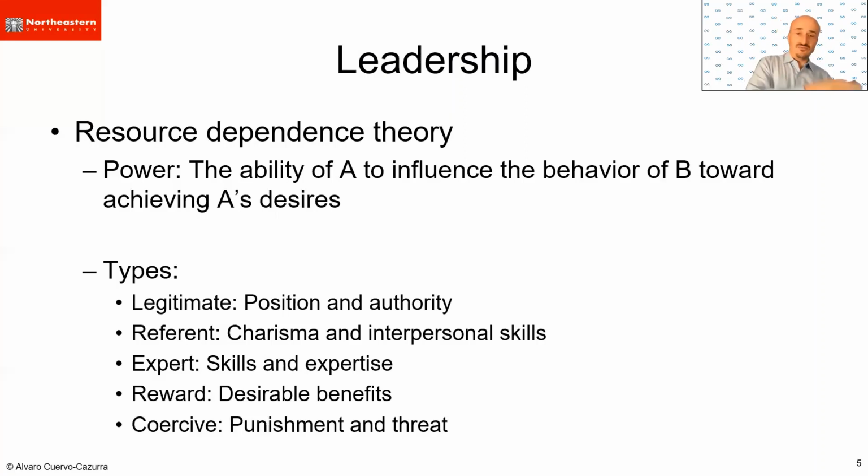And the flip side of this is the coercive power. You can exercise power, you can induce the behavior of another person because they are afraid that otherwise they are going to be punished, that there is some threat that if they don't comply with what you are asking them, they are going to have something negative. So these are the 5 traditional sources of power.